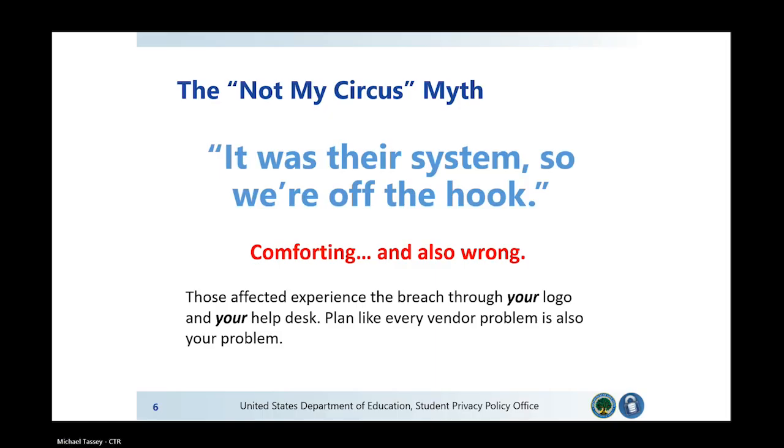Remember, those who experience the breach do so through your logo and oftentimes your help desk, right? So you have to plan for every vendor problem. It's also your problem, and the scale that comes with that.